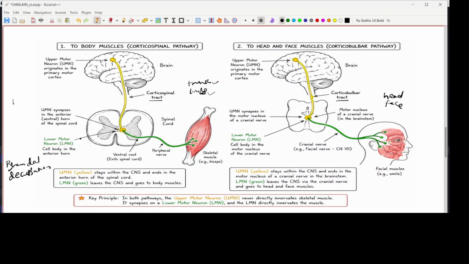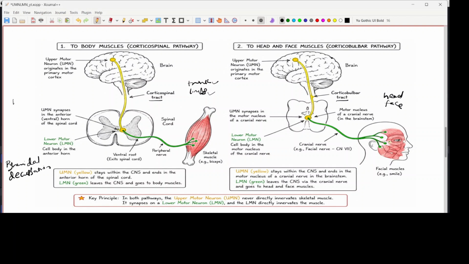After crossing, the fibers descend within the spinal cord until they reach the appropriate spinal cord level. When they reach the appropriate level, they synapse with lower motor neurons located in the anterior horn of the spinal cord. The lower motor neuron then leaves the spinal cord through the ventral roots, travels in spinal nerves, and innervates skeletal muscles of the trunk and limbs.